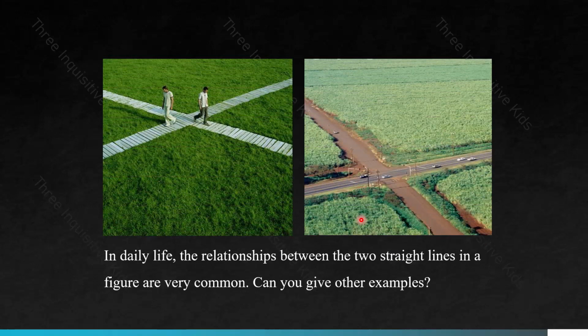In daily life, the relationships between two straight lines and a figure are very common. Can you give any other examples? Here we see two roads that intersect at a perfect angle. Also, the corner of a whiteboard or an iPad, for example, would also probably be a rectangle.